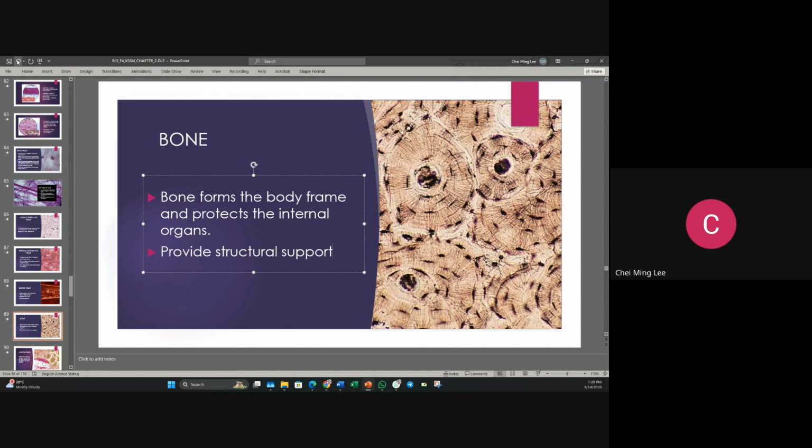Okay, structural support means that it helps to maintain the shape of our body. Let's say if your bone is not solid, when you try to stand up, your body might go down like that. Okay, so this is why. So the bone is protection and support. Okay, so note this down.